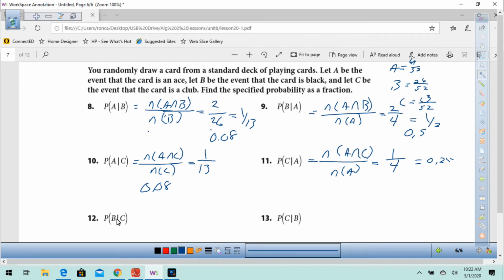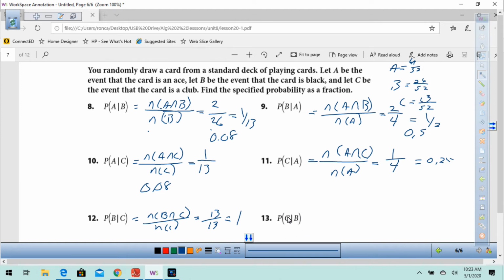The probability that it is black, given that it is a club. Well, let's see here. The number of black intersection club divided by the number of clubs, that's going to be 13 over 13, which is 1. So if you have a club, it is black. If not, somebody is a poor cheater.